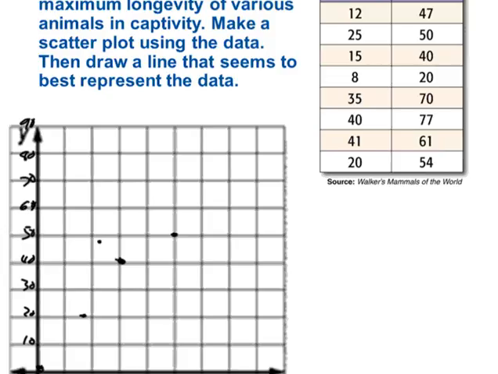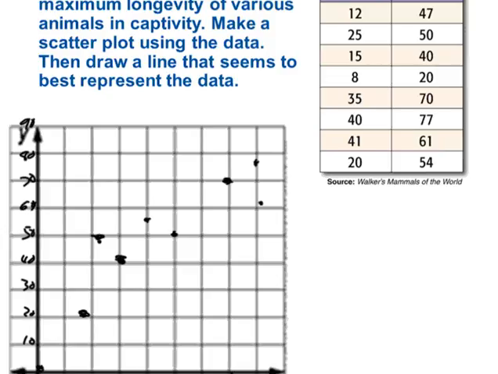35 and 70 would be about right here. 40 and 77 would be about right there. 41 and 61, so just a little bit over on each of these, would be about right there. And 20 and 54 would be right there.